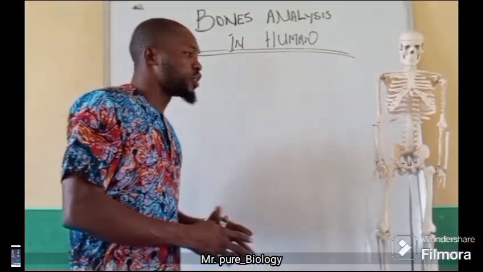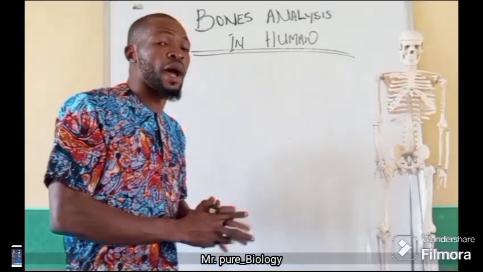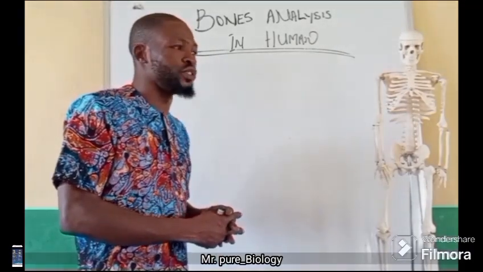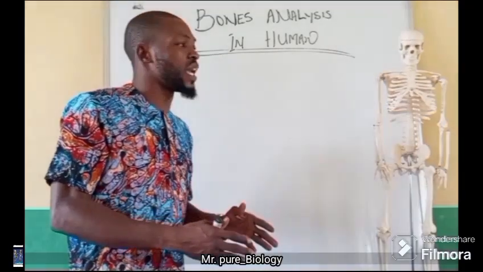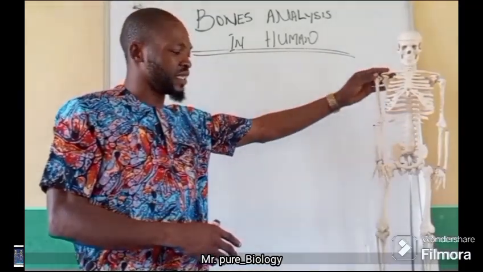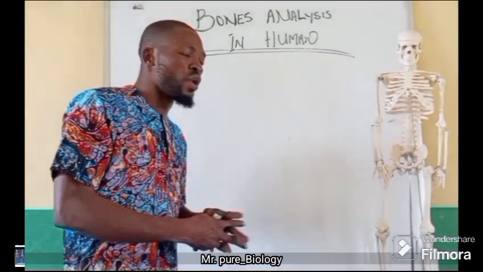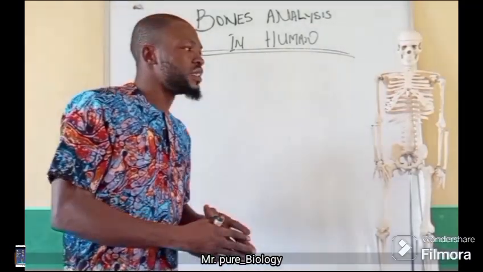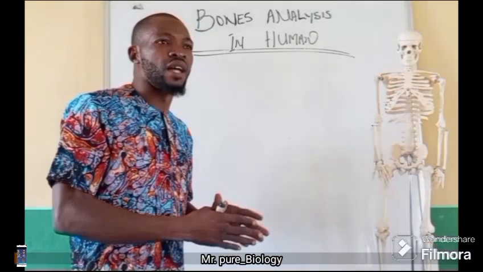What is called bone? Bone is a hard matrix that is made up of minerals and protein fibers called collagen. It is the bone that constitutes 70 to 80% of the human skeleton. As you can see, this is the human skeleton. What do we even call the skeleton? Skeleton is the bony structure that gives an animal rigidity and support.